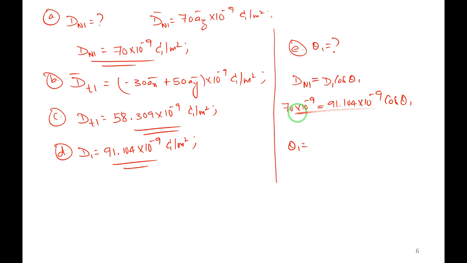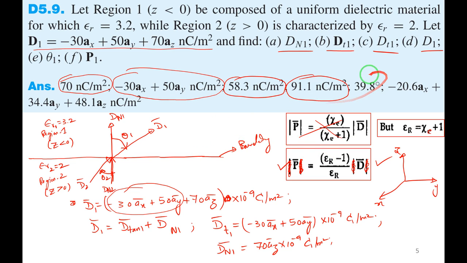Theta 1 is equal to cos inverse of 70 divided by 91.104, since 10 power minus 9 vanishes. My calculator is already in degree mode. If it is in radian mode, please convert it into degree mode before calculation. So I am getting 39.79 degree. So this is over.